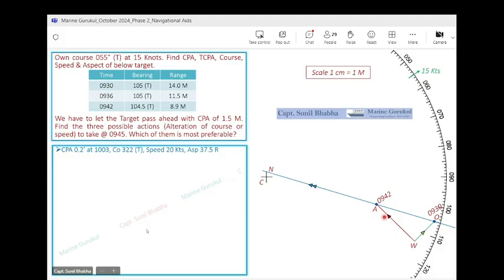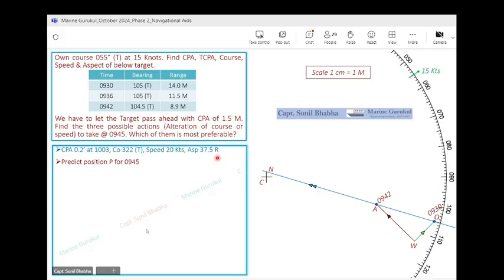The course of the target WA is measured as 322 degrees true. The speed can be measured using the distance Whiskey to Alpha WA, and it comes to 20 knots. And the aspect is obtained as 37.5 degrees, and it is red. Red indicates that own ship is on the port side of the target ship. So up to here we have done a basic plot.